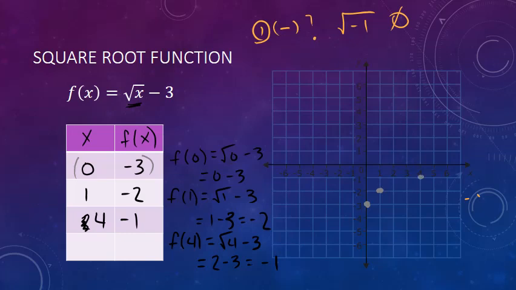And so you get the look of this graph now. It's going to start here at 0, -3, and it makes kind of like a swoosh like that. And that again is another parent function that you will learn in the course of Algebra 2.